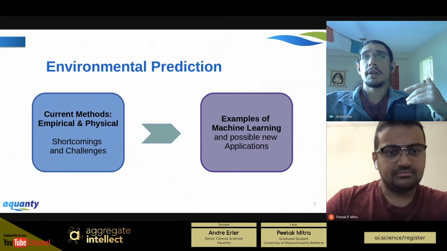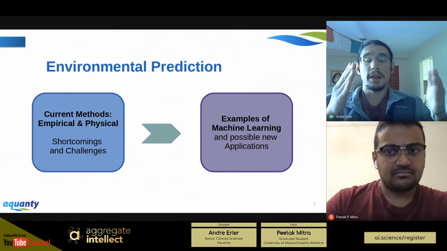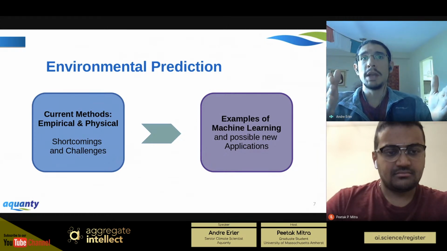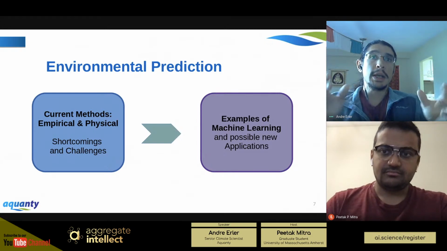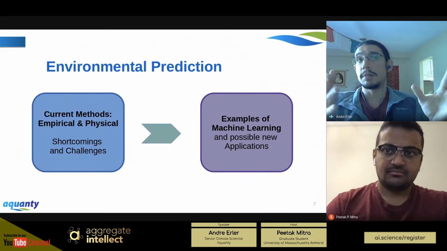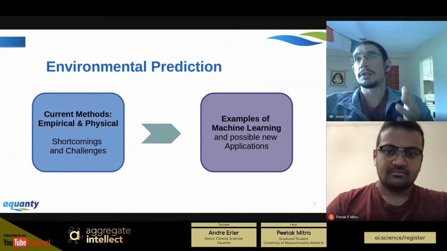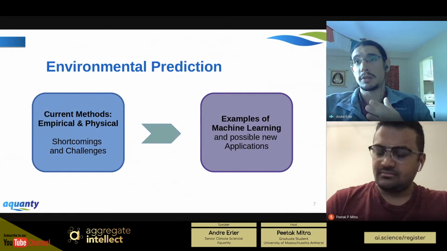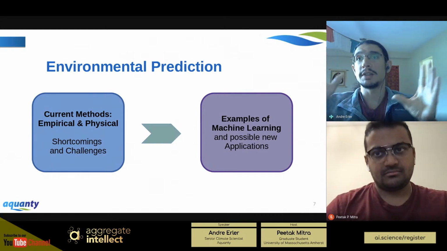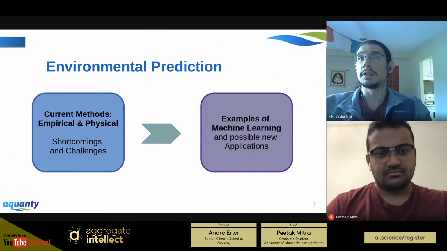So the way I'm going to talk about this in this talk is I'll introduce the environmental prediction problem, or it's not always prediction, but most of the time. And I'll first talk about the empirical and physical models that are currently used, to give you an idea of what's already being done and what the shortcomings of these methods are. And then I'll go into some examples of how machine learning was applied in this area. And towards the end of the talk, I'll also talk a bit about where I see this going and where I see opportunities and or challenges for machine learning in this context.